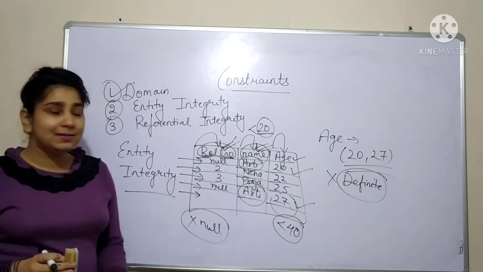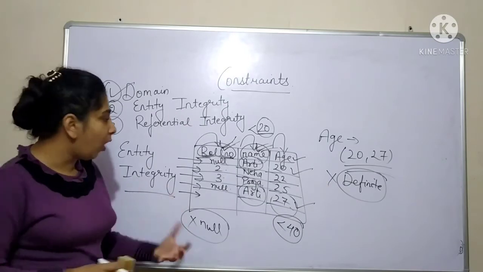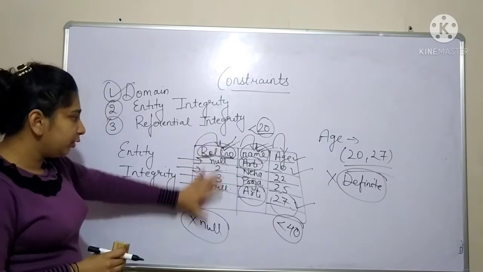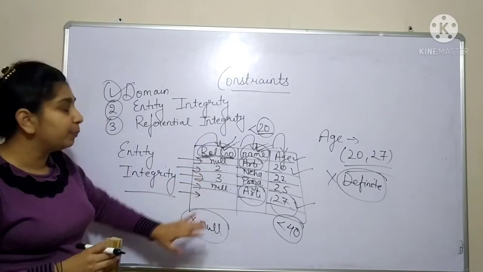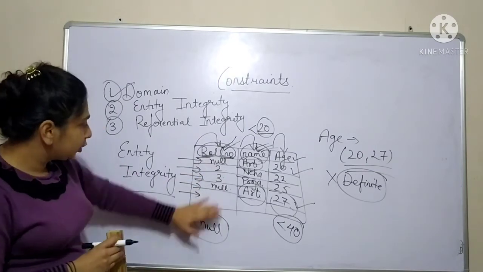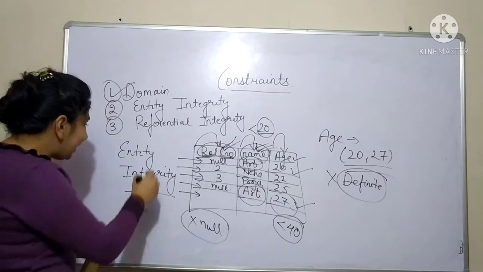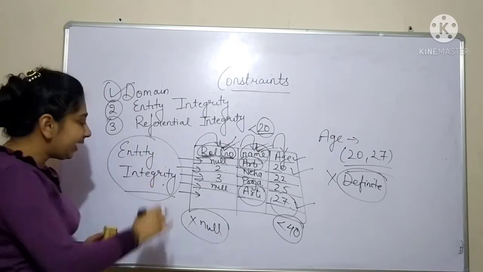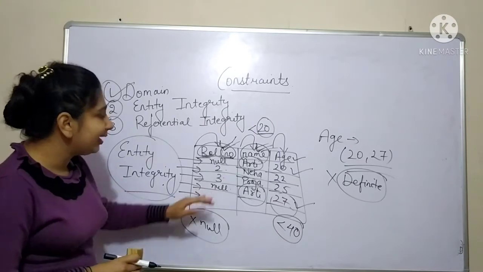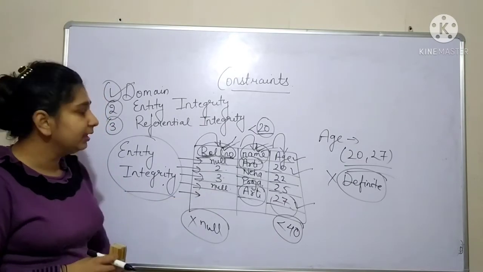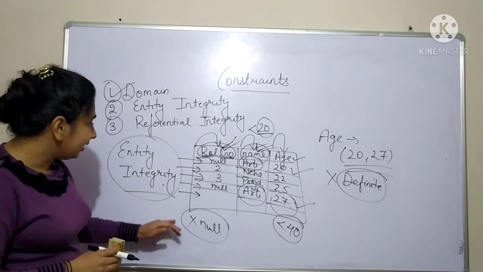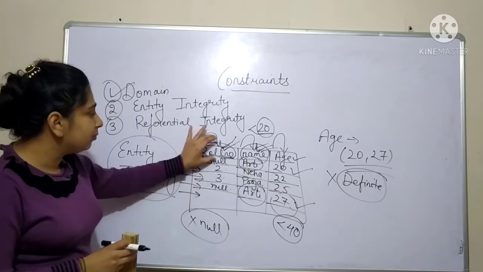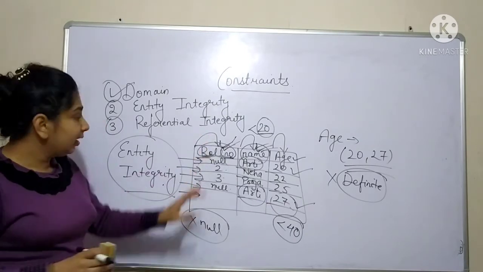So this kind of problem occurs if you allow the primary key attribute to be null. That's the entity integrity constraint. It says that your primary key attribute shouldn't be null. This primary key attribute is the most important attribute.